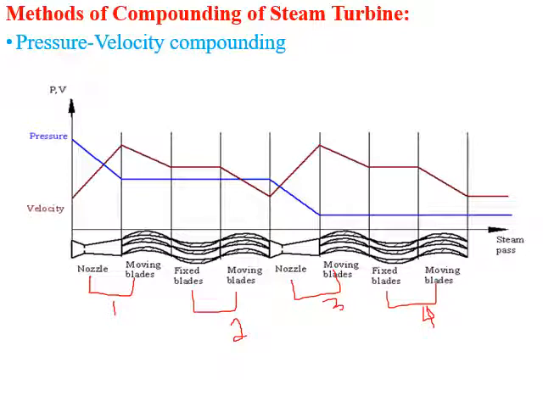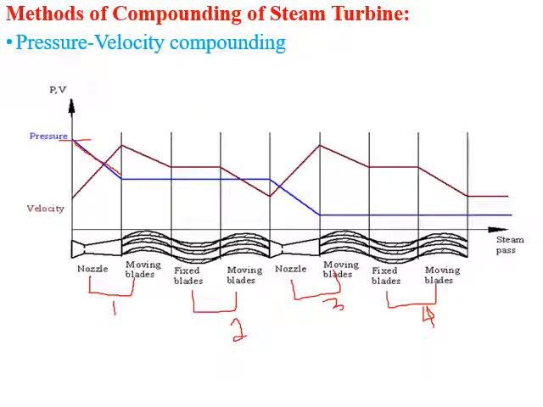See the variation of this pressure and velocity. So initially the steam is supplied at higher pressure to the nozzle. So then pressure drop occurs in this nozzle. The pressure drop occurs only in the nozzle. So then pressure remains constant.